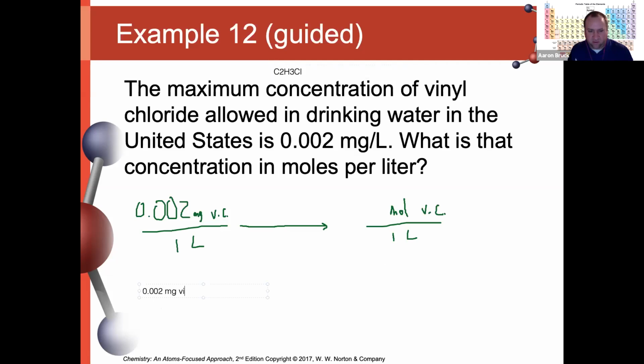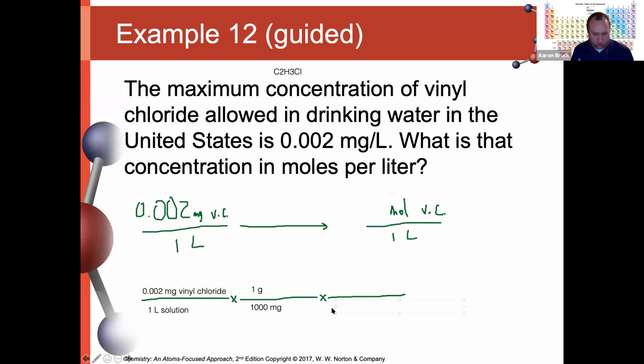0.002 milligrams of vinyl chloride in 1 liter of solution. And we're going to need 2 conversion steps to do this. First step, 1,000 milligrams in 1 gram. That gets rid of our milligrams. Second step, we need a molar mass.